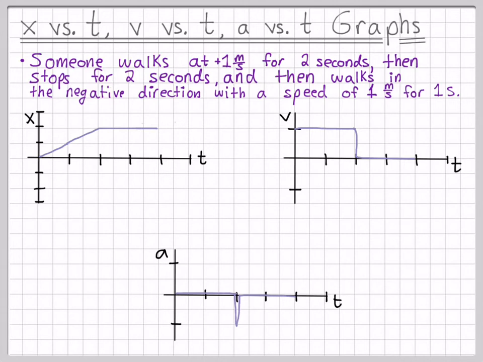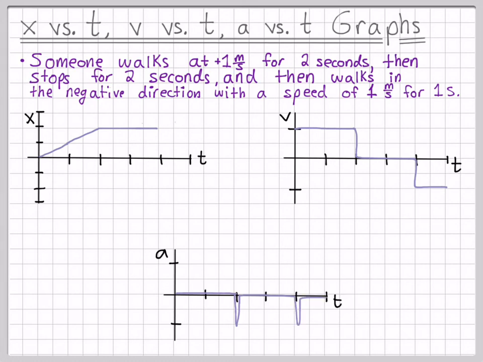Now let's address the final movement, which is walking in the negative direction with a speed of 1 meter per second for 1 second. Hopefully you thought to yourself, this would mean that we would have a negative velocity. So we know that from 4 to 5 seconds, we have a negative velocity, a velocity of negative 1 meter per second. And to go from rest to a velocity of negative 1 meter per second in 1 second, we would have an acceleration equation of negative 1 minus 0 divided by 1.